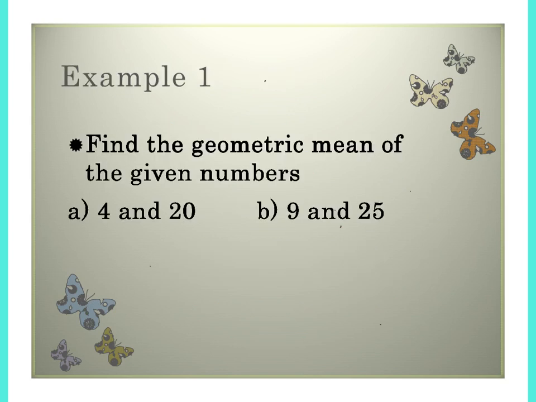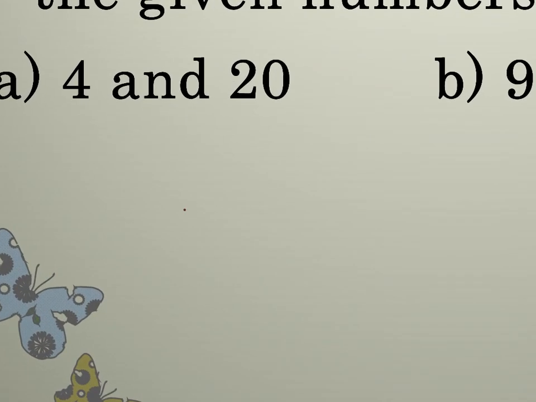So these are not going to be calculator based. These are going to be kept exact, which means keep it in the square root if it can't be simplified. Example 1 says find the geometric mean of the given numbers. So it's 4 and 20. So A is the square root of 4 times 20.